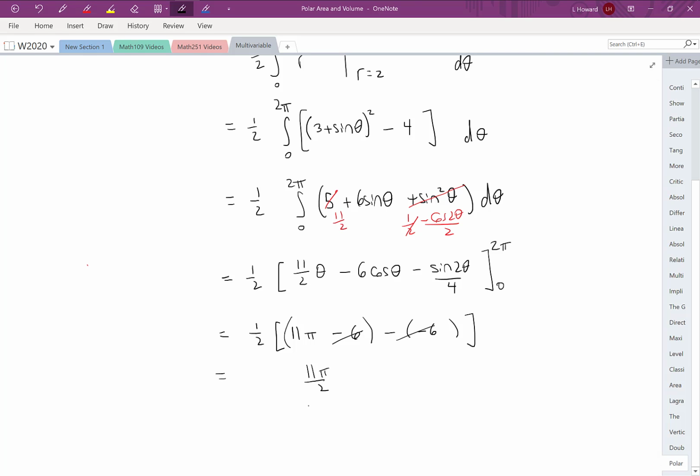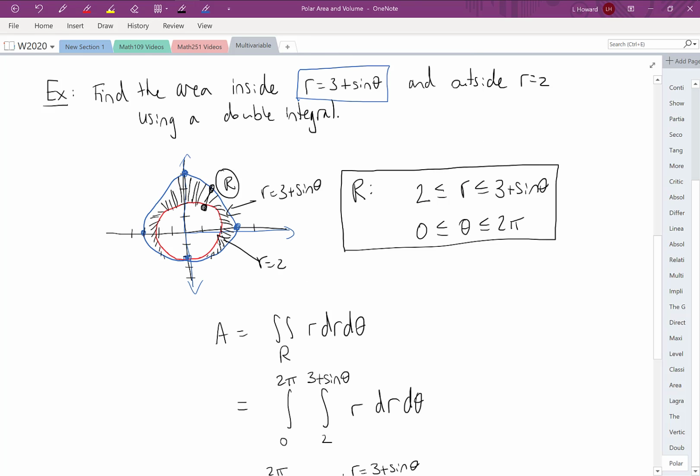Let's go back and look at our picture. So the area inside the blue curve and outside the red circle is 11 pi over 2, and we accomplished that using a double integral in polar coordinates.